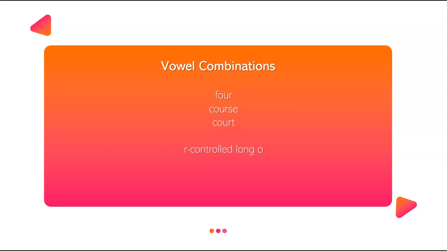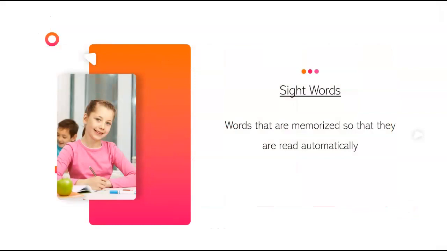Now, there are a lot of words that don't really fit into any specific letter patterns, so they can't be sounded out, and we teach these words as sight words. Sight words are words that children memorize so that they can just automatically pronounce or decode them as soon as they see them. When they know these words, they don't have to stop and try to figure them out, which just makes reading smoother and easier.